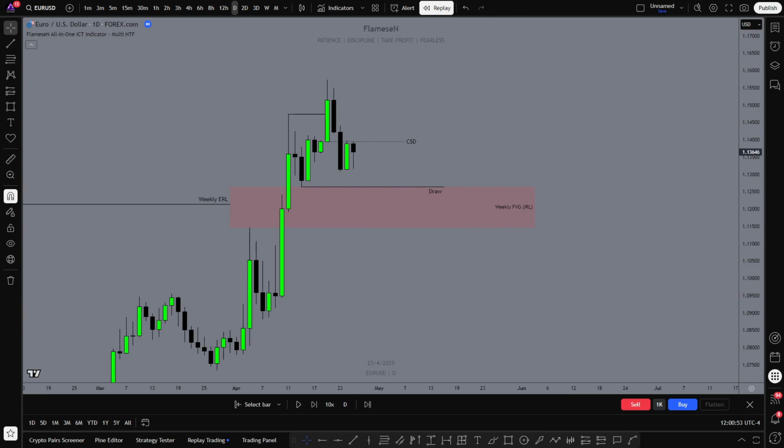Now let's move on to the 4-hour time frame and see how the week unfolded and how you could have navigated through it. Before we do that, you can see that at the start of the week, we also had this newly formed daily fair value gap.